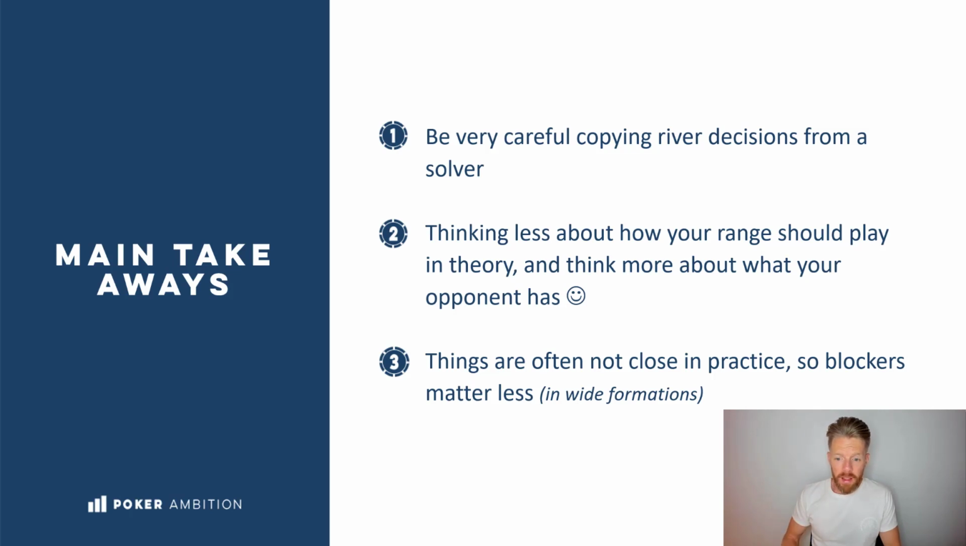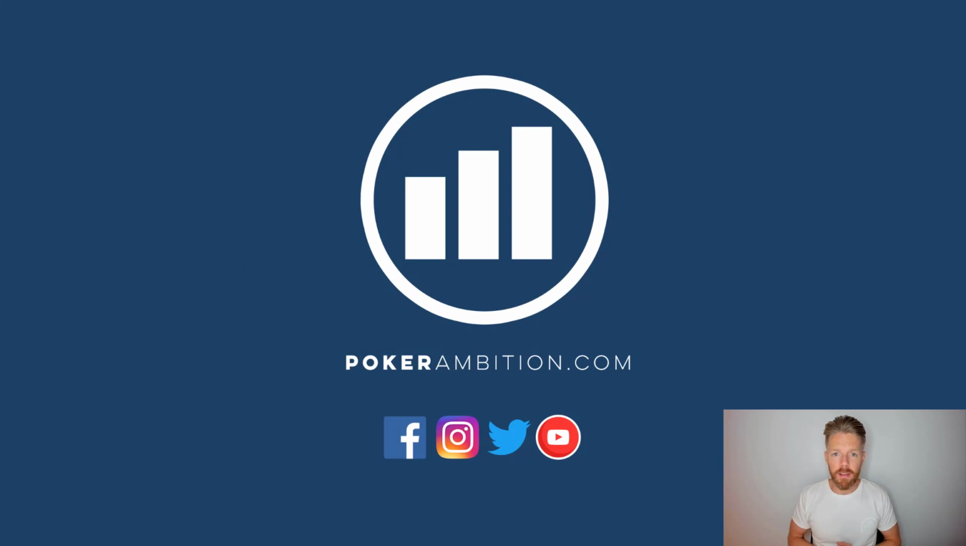Point number 3, things are often not close in practice, so blockers matter less. I think this should be a very important takeaway. If you are in a situation, estimate if the situation is close. If it is close, then by all means do take blockers into consideration very highly. If you think the situation is less close because villain is clearly over bluffing or under bluffing, or due to the texture, the formation, whatever, make a read based on that and let go of blockers a little bit.